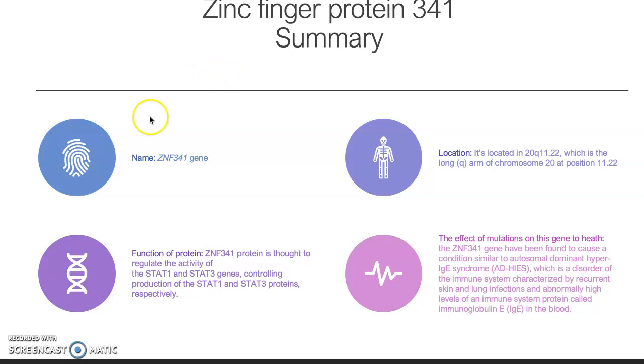Like we said before, the name is ZNF341. It's located in the long Q arm of chromosome 20 at position 11.22. Here are some of the health conditions that it can cause if there's any source of mutation. And here's the function of the protein, which is thought to regulate the activity of the STAT1 and STAT3 genes.